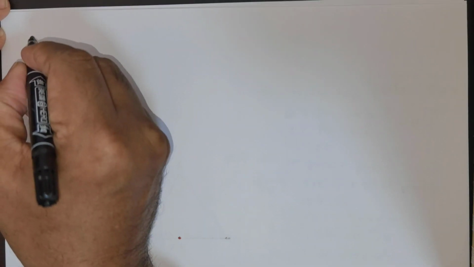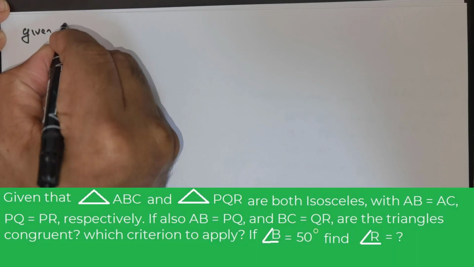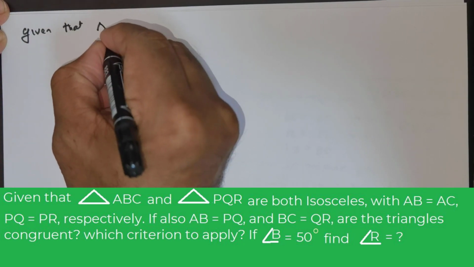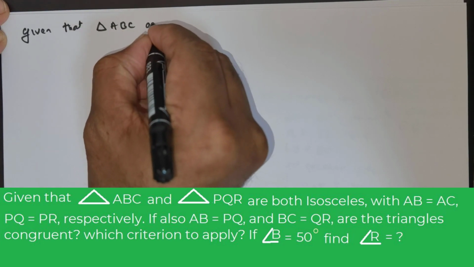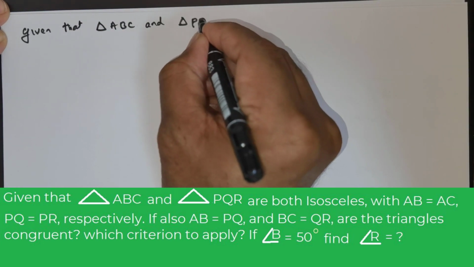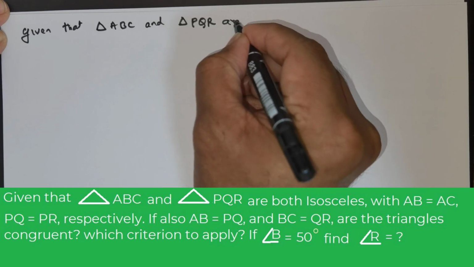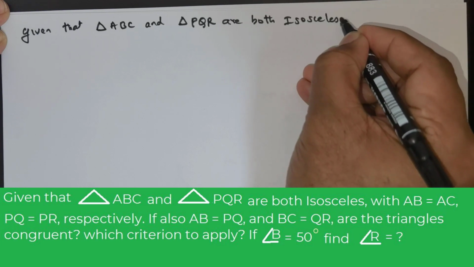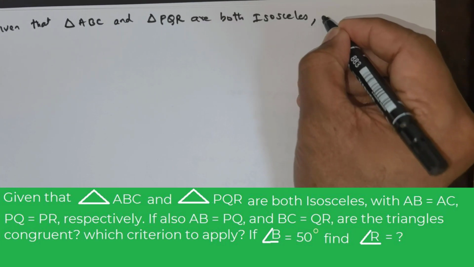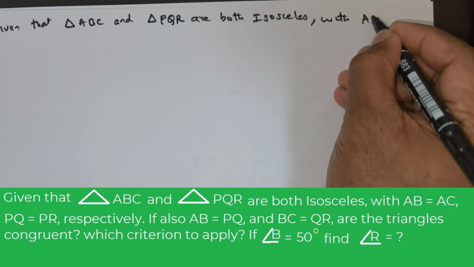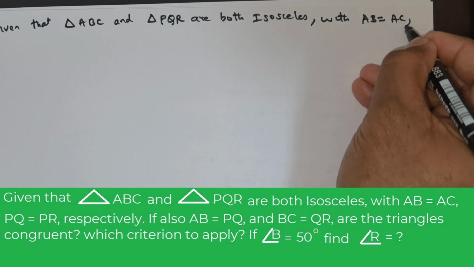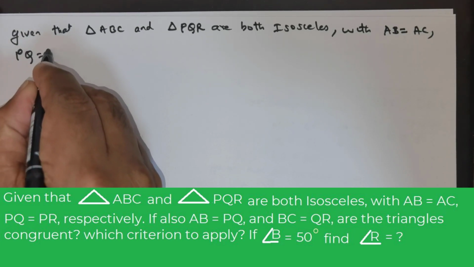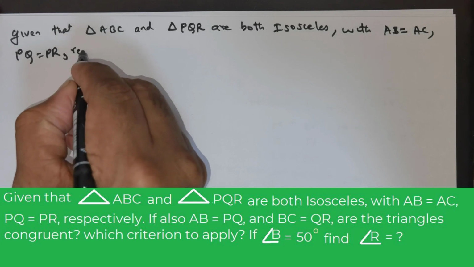Let's do this question, students. Given that triangle ABC and triangle PQR are both isosceles with AB being equal to AC, PQ being equal to PR respectively.